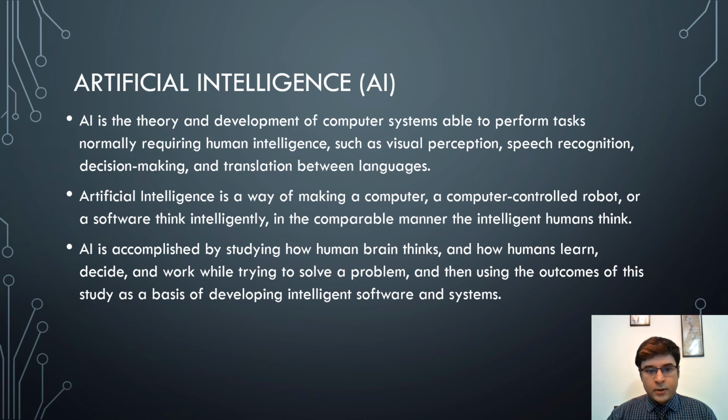The second definition is artificial intelligence is a way of making a computer controlled robot, or a software think intelligently in the comparable manner the intelligent humans think. Clearly, if a machine is able to employ human behavior intelligently, we say that that particular machine is powered by AI.